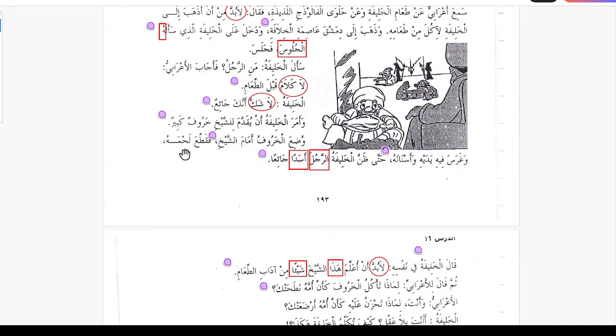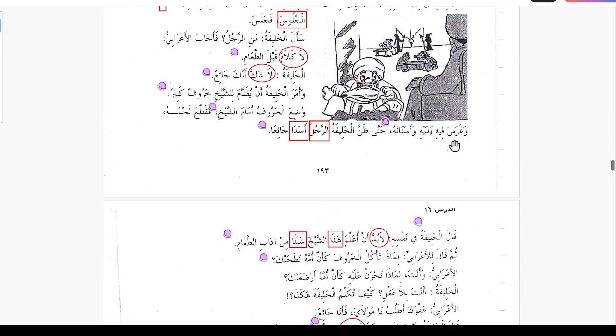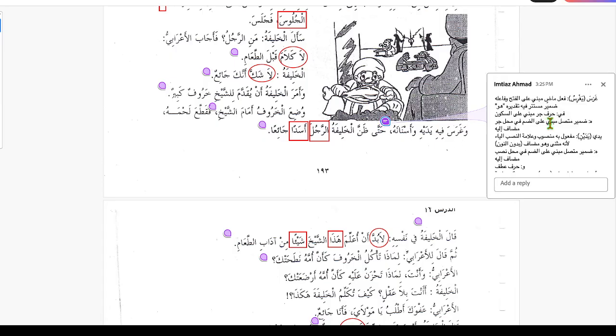Faqatta lahmahu, so he cut a piece of it. Wa gharasa fihi yadayhi wa asnanahu, and he placed in it both his hands and his teeth, just like you see in this picture. So I have the i'rab here. Gharasa, the verb is gharasa yagrisu.